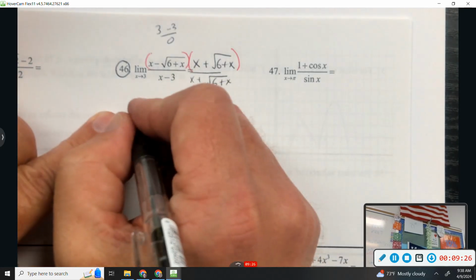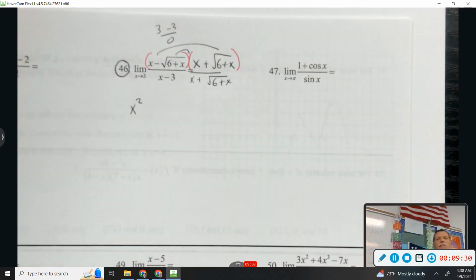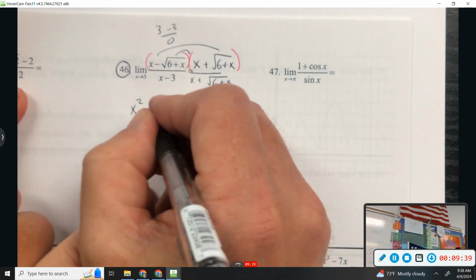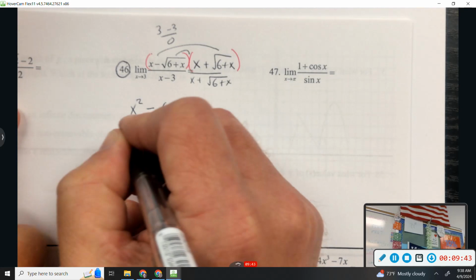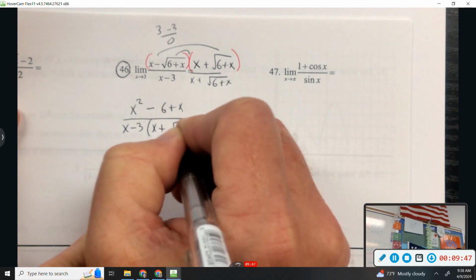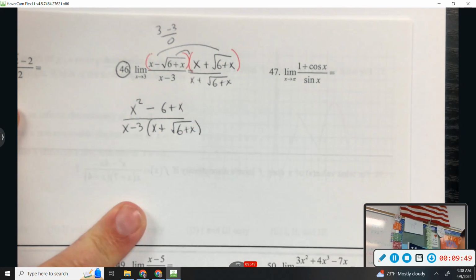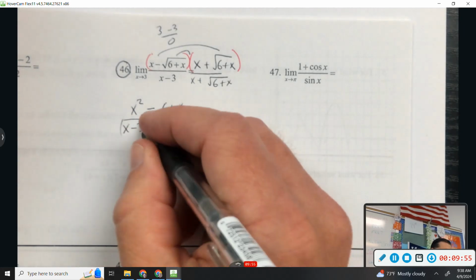So in the top, x squared. The O and the I of FOIL cancel out, so I'm not writing that down. Write it down if you want to, but then it's going to go away. Minus 6 plus x over x minus 3, x plus square root 6 plus x. Whoops, I need parentheses on that.